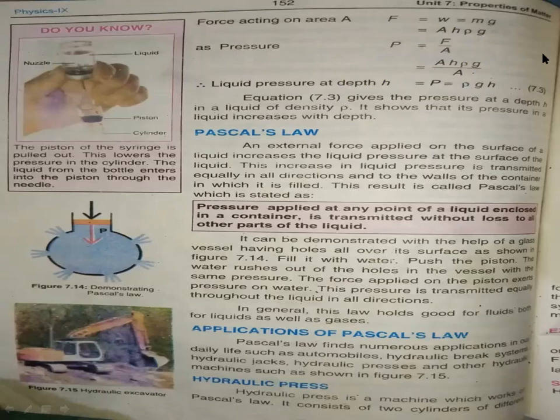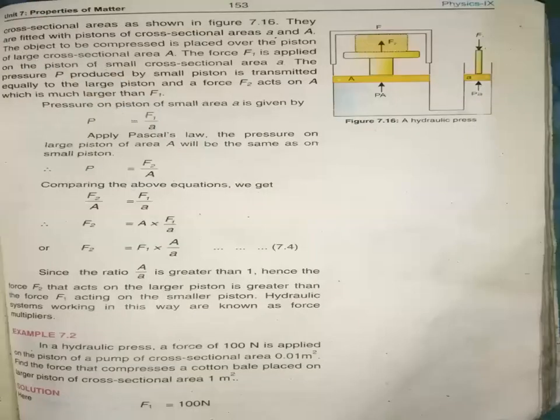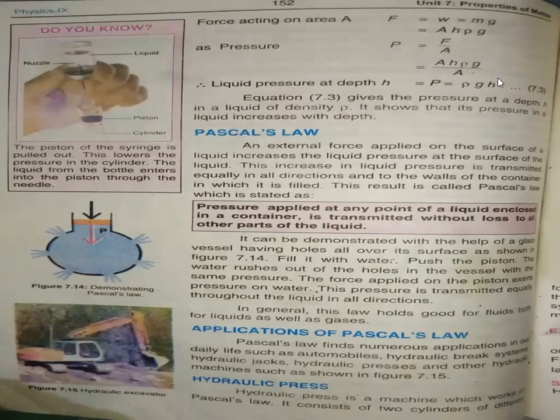Equation 7.3 gives the pressure at depth H in a liquid of density rho. It shows that the pressure in a liquid increases with depth. Since pressure and H are directly proportional, if the depth increases, the pressure will also increase. If we have more depth, we have greater pressure. That's why it says the pressure in a liquid increases with depth. As we keep on increasing the depth, the pressure will also increase.